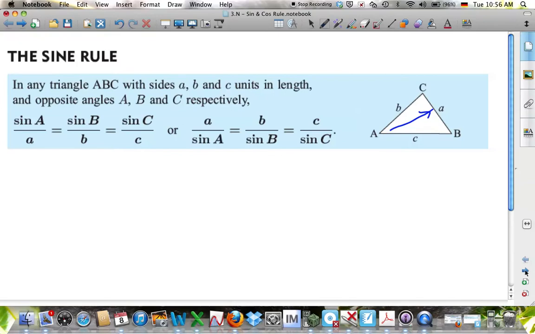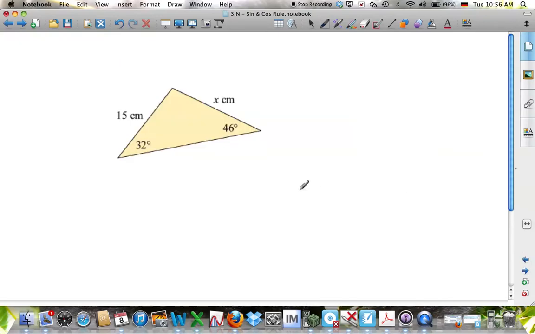Should we just try an example? Yeah, let's put this into practice. So here we have a triangle. We know the angles 32 and 46. And we have the side 15 centimeters, and we want to find the length of the side that's x. What's important to remember here is what information you need to use the sine rule. So we need an angle and its matching side. Okay, so we know the 46 and the side opposite is the 15 centimeters. So we'll call that its matching side.